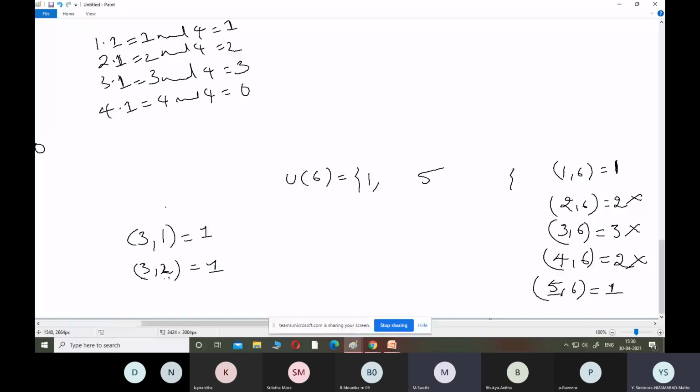Okay, so what are the elements of U of 6? It is just 1 comma 5. That's it. Okay, only 1 comma 5.